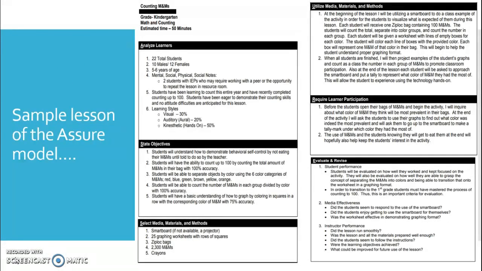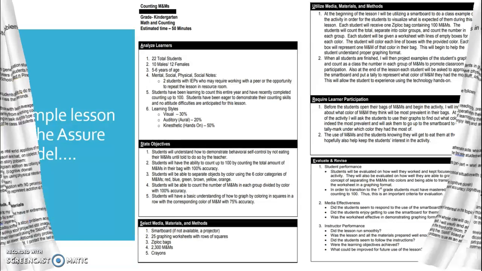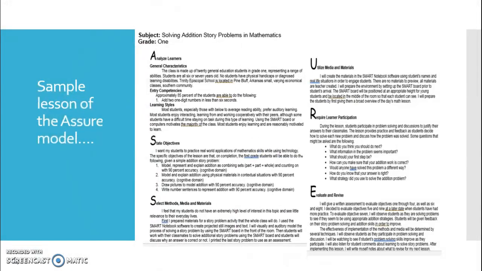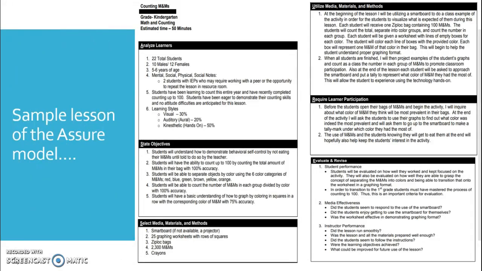When we look at both lessons, they have included all the steps of the Assure model. They have analyzed their learners, stated their state objectives, selected and utilized technology, media, materials, and methods, and they have stated how they require learning participation. They have also provided questions that they will use to evaluate and revise their lessons. And both these lesson plans can be used as an example for future lessons that you are going to plan.